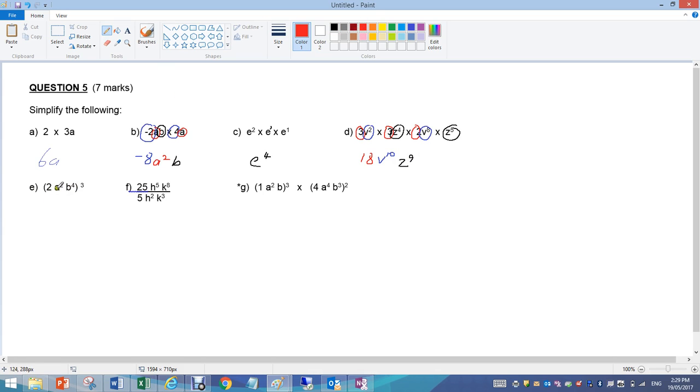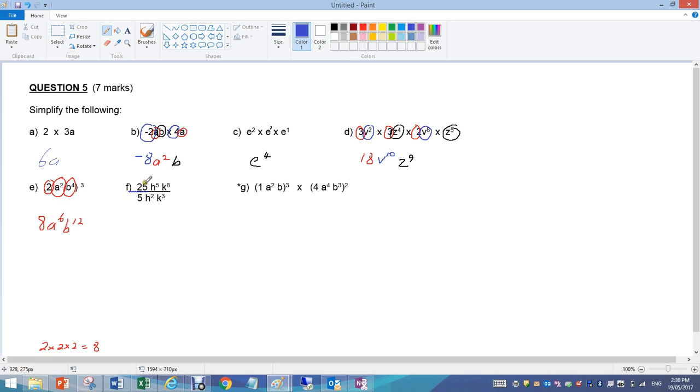Okay, so we've got the brackets, everything inside has this power applied to it. So it's 2 to the power of 3, and I might just do it down here, out of the way, 2 times 2 times 2. That's 8. Okay, so 2 to the power of 3 is 8. A squared to the power of 3, 2 times 3 is 6, so a to the power of 6. B to the power of 4 to the power of 3, the base is b, 4 times 3, 12. Next.